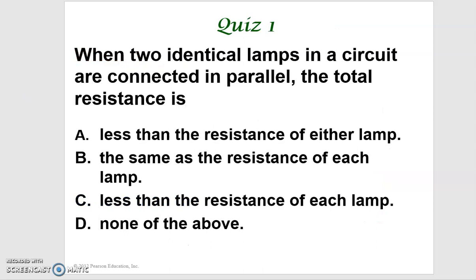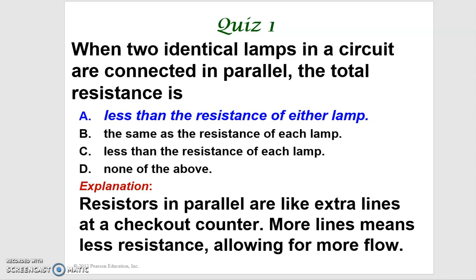So now let's take a look at the first quiz today. You have two identical lamps in the circuit connected in parallel. What will be the total resistance? If you understand and pay attention to the previous introductions, you will find out that in the parallel circuit, the total resistance will be smaller, even less than the individual one.